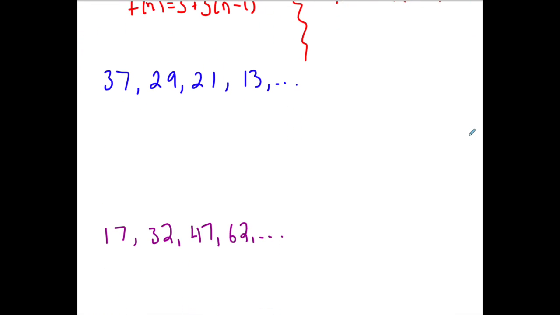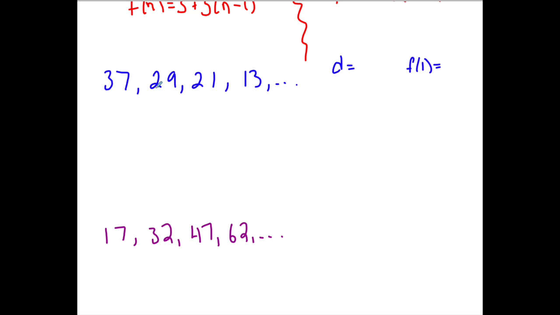All right, so here, let's take a look. What's going on? So we got the blue one. First thing we're going to find is what 2 key pieces of information? The difference and the first term, right? So what are they? The difference is -8. 37 to 29 down by 8. 29 to 21 down by 8. 21 to 13 down by 8.